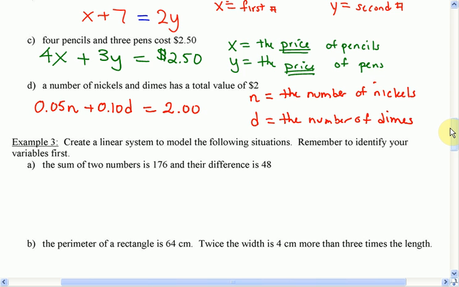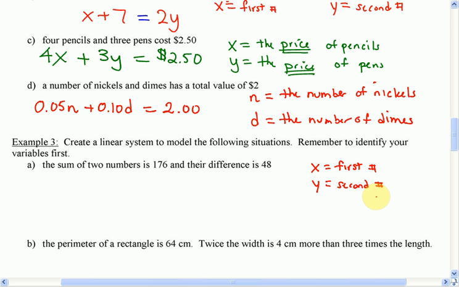It says the sum of two numbers. Okay, let's go back to your boring X and Y. Sure. What's the X? What's the Y? Two numbers. So which one do you want to call it? I don't know. The first number, second number? Okay, first number, second number. Who cares?